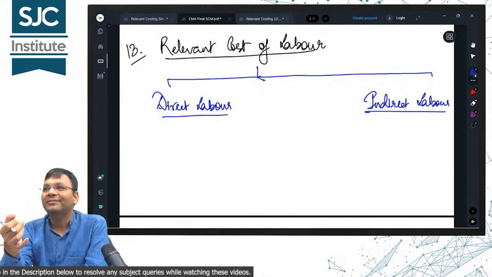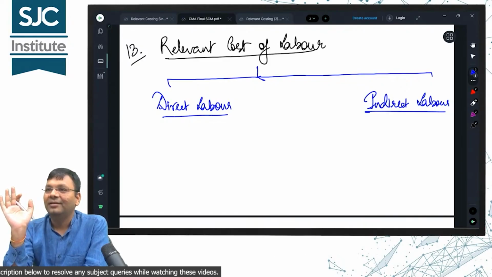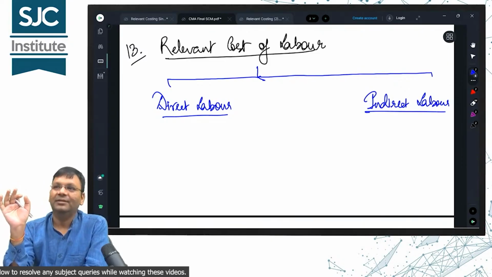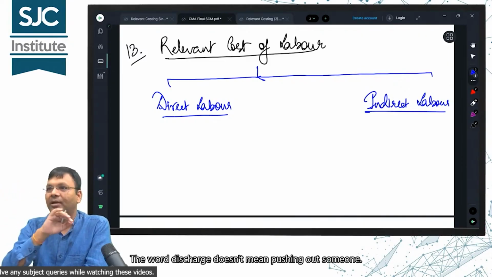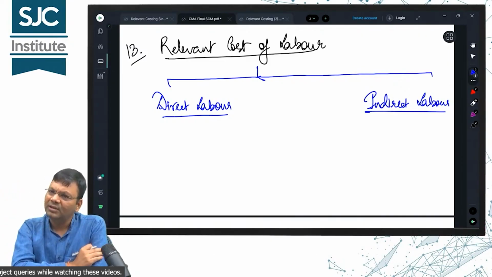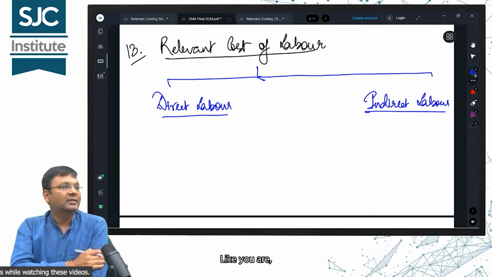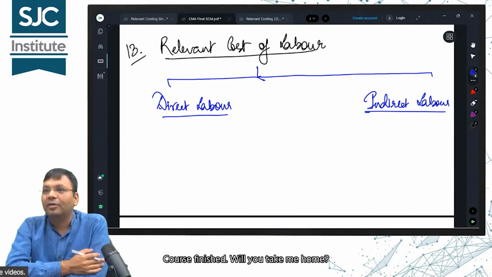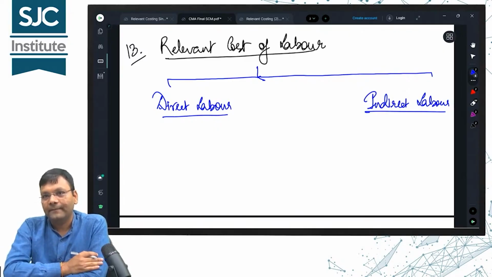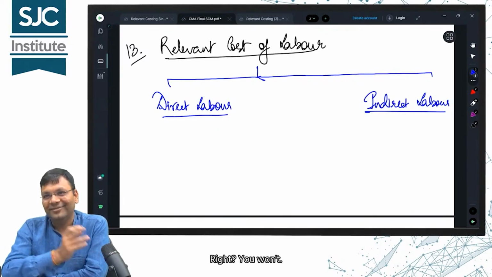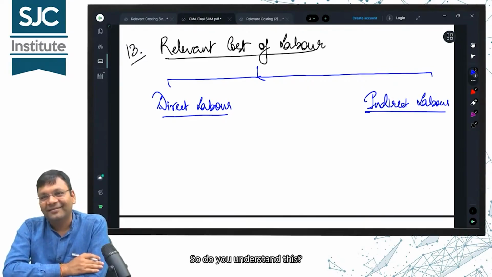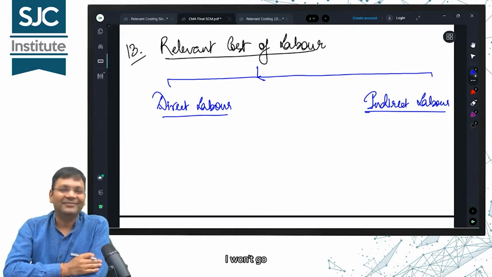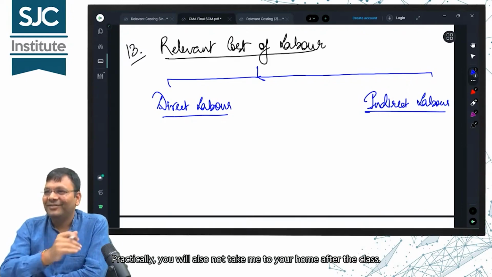After finishing, discharged. The word discharge doesn't mean pushing out someone. Discharge means leave after finishing the work. Like you are studying CMA finals from me. Course finished. Will you take me home? No, you won't. Right? So do you understand this? I won't go to your home. Practically, you will also not take me to your home after the class.